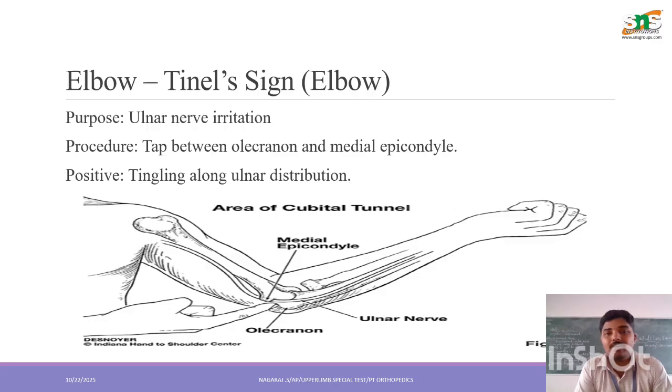Then the elbow Tinel sign. The purpose of the test is to find ulnar nerve irritation. Procedure: tap between the olecranon process and the medial epicondyle. A positive sign is tingling along the ulnar nerve distribution. Tap over the space between the olecranon and medial epicondyle. If tingling or numbness is felt along the nerve course, we confirm ulnar nerve compression.